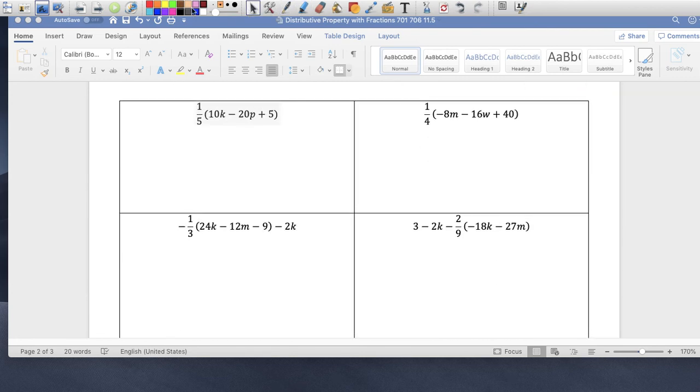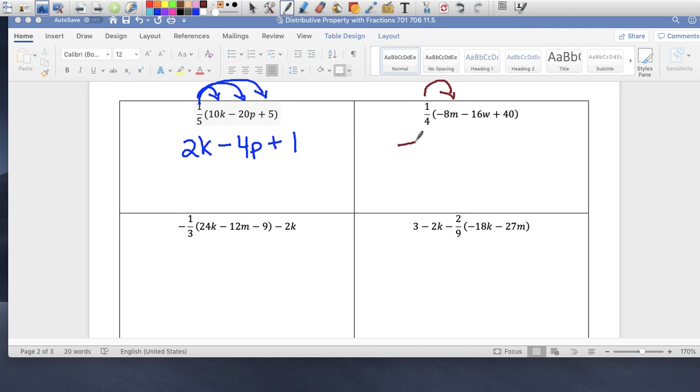Okay, so now we're on the second page, and again, just a little bit more practice. So 1/5 times 10 is 2k. Positive times a negative is a negative, and 1/5 of 20p is 4p. And positive times a positive is a positive, so 1/5 of 5 is just 1. Nothing to combine here. Move on.